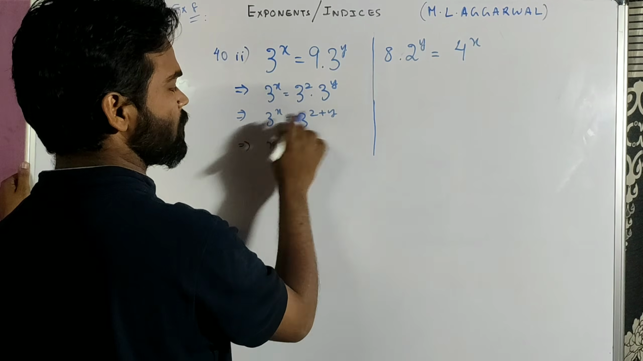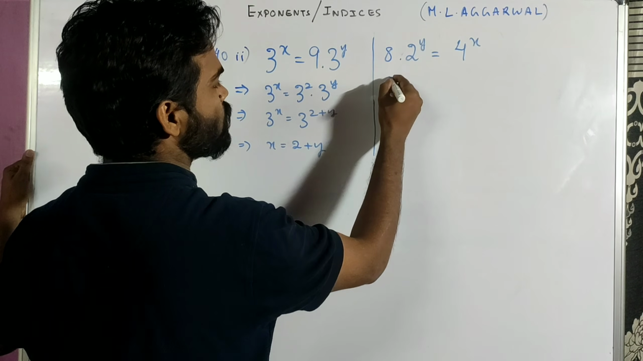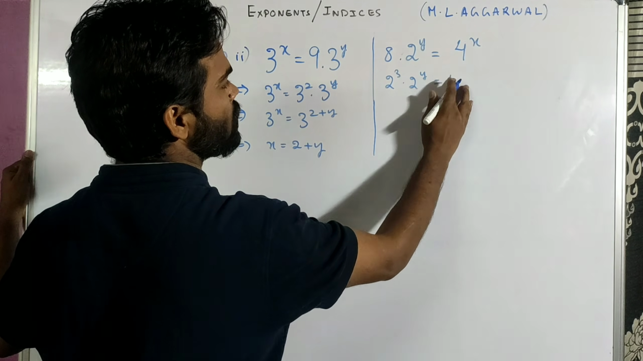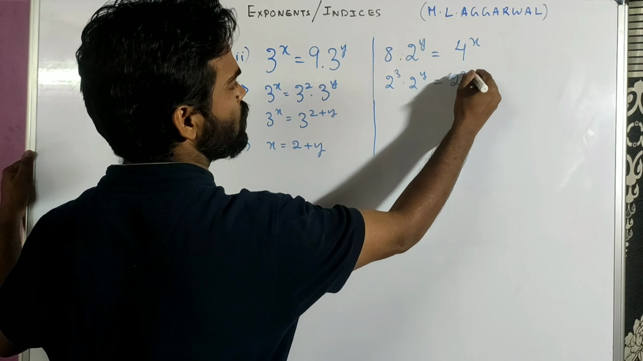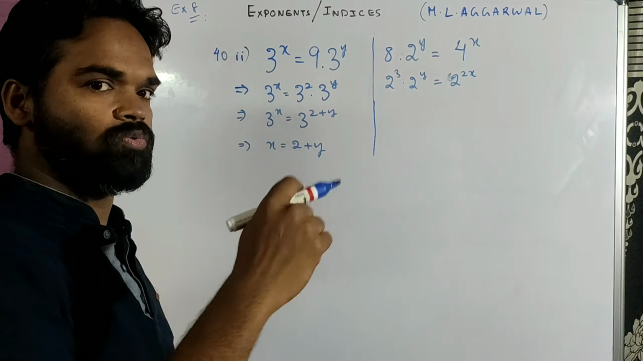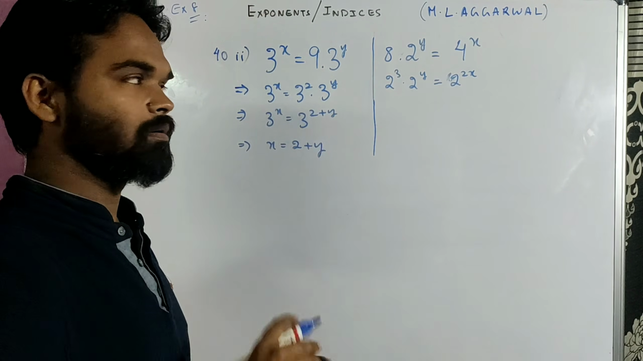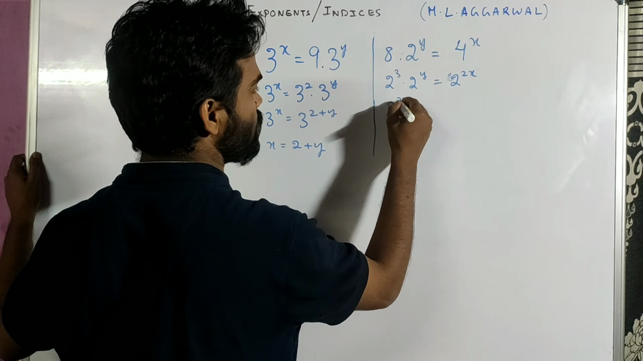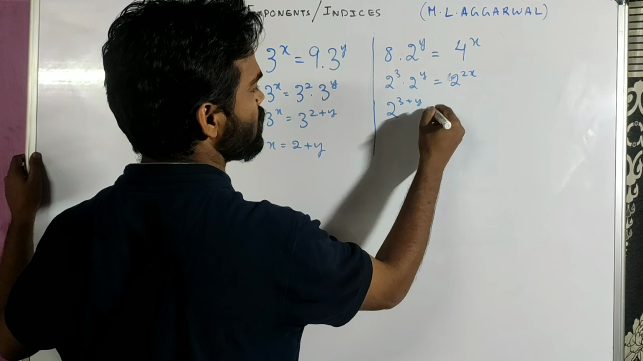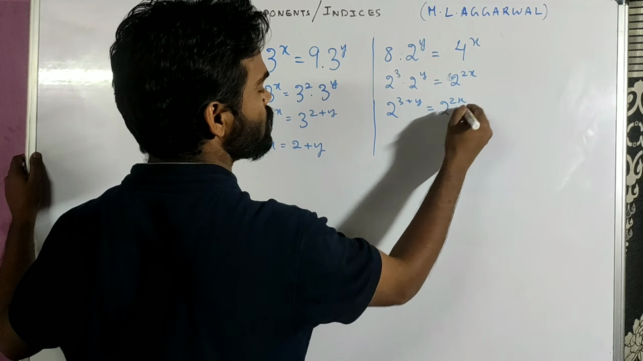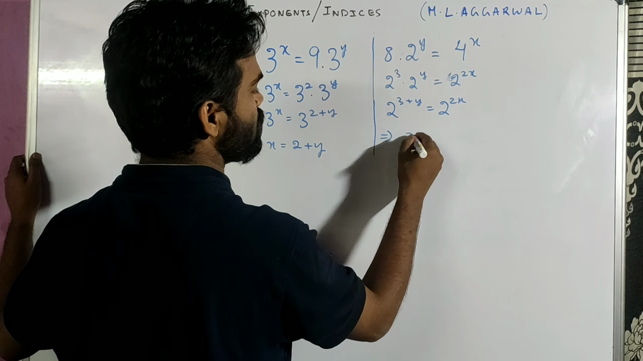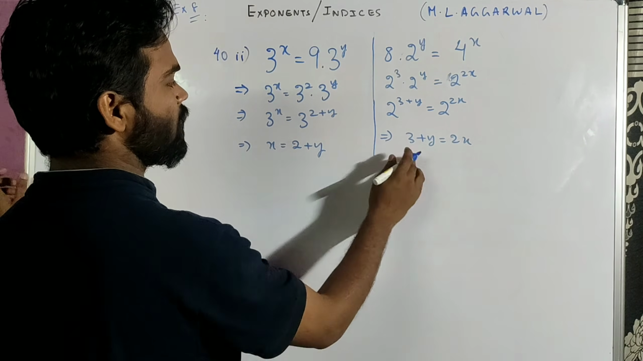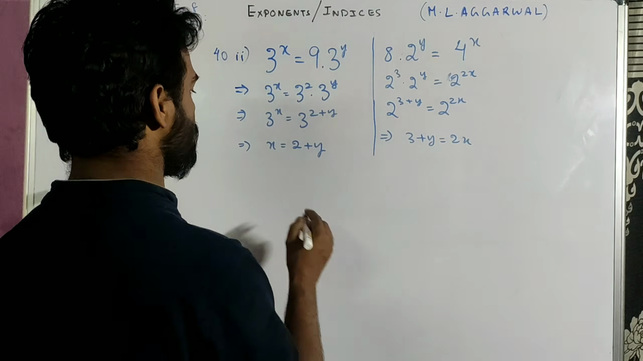We know the bases are same, the powers are same. Now this can be 2 cube multiplied by 2 to the power y equals to 2 to the power 2x, because 4 can be written as 2 square and the power gets multiplied, 2 into x is 2x, so this can be written as 2 to the power 3 plus y equals to 2 to the power 2x, which means 3 plus y equals to 2x. Am I clear? Now we have two equations, we'll solve it.